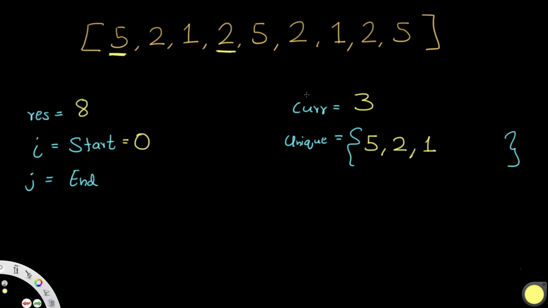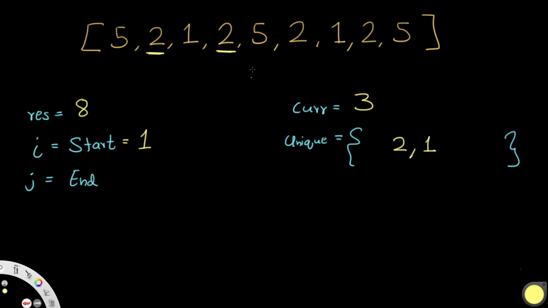Another thing we need to do is, since 5 is not part of our subarray, we also need to remove it. So now we're going to remove 5 from our unique set. The next thing is we iterate I by 1. So now I is equal to 1, and we move it to the first index. I is currently at the first index, and now we have the value 2.